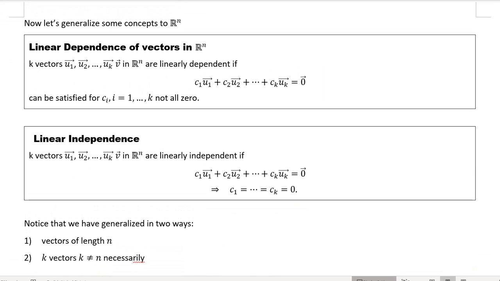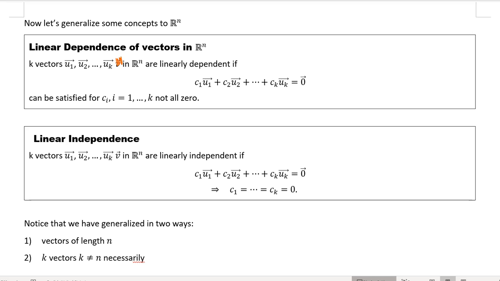Now let's generalize some concepts from R3 to Rn. So we call linearly dependent and independent vectors. Here we have k vectors, u1, u2, uk, in Rn. They are linearly dependent if we set up this equation c1 u1 plus c2 u2 plus ck uk equals 0, and we want to solve for c1, c2, ck.